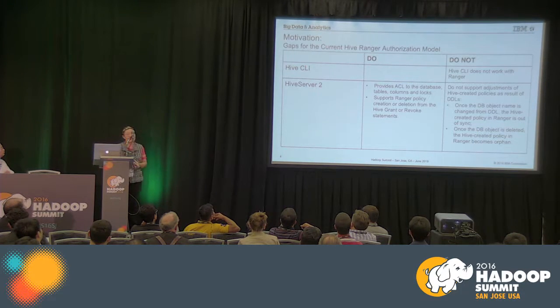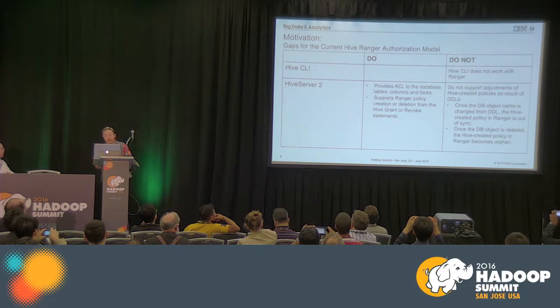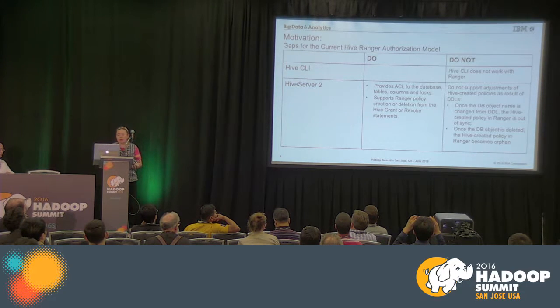We see three major gaps in the current working model. By the way, the Hive Ranger authorization model works great. This is the recommended way to secure Hive right now. However, there's always space to improve. We see three gaps in the current working model.